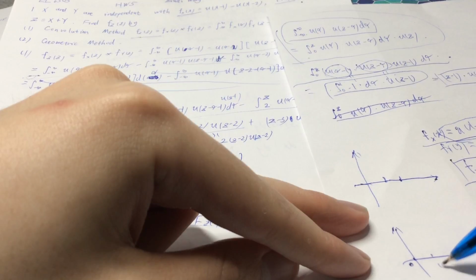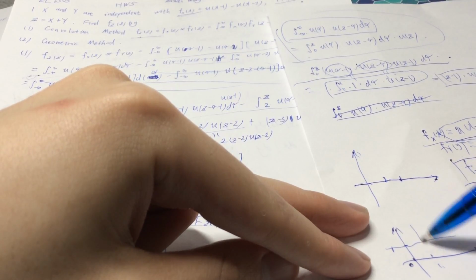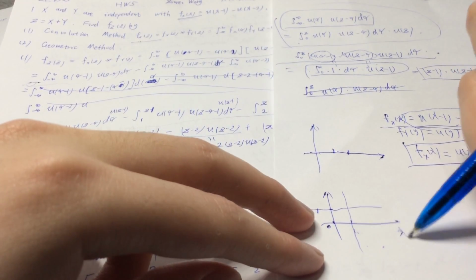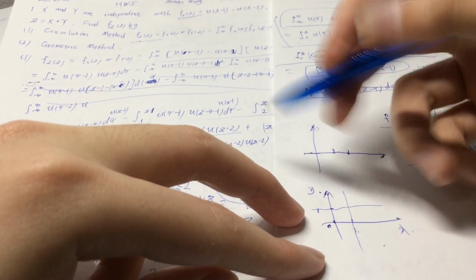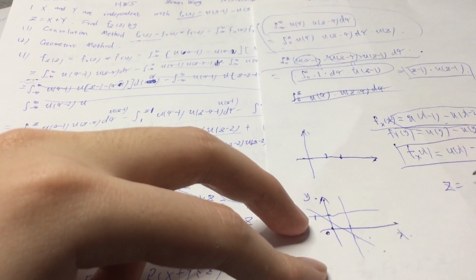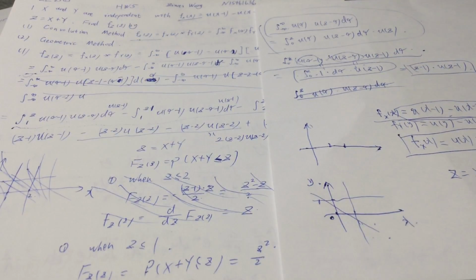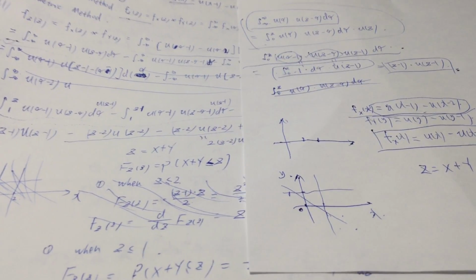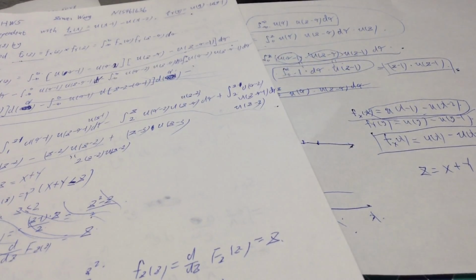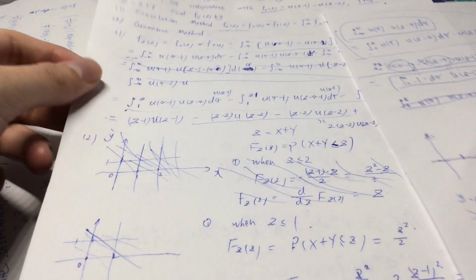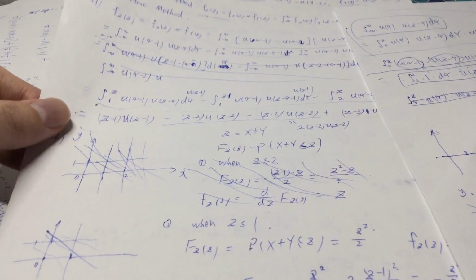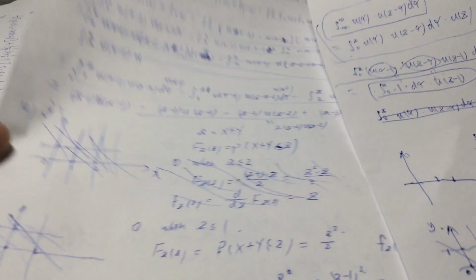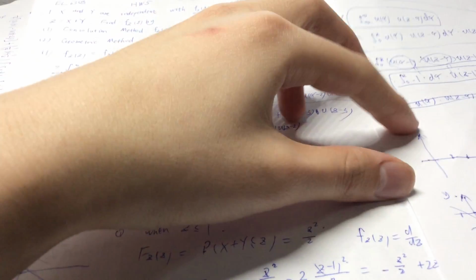It ranges from 0 to 1. This is the x-axis and this is the y-axis, and z equals x plus y. So we can use a graph to help us explain this question. We can discuss it in 3 parts.